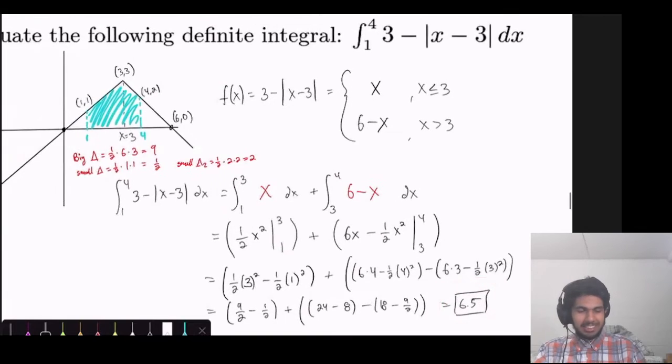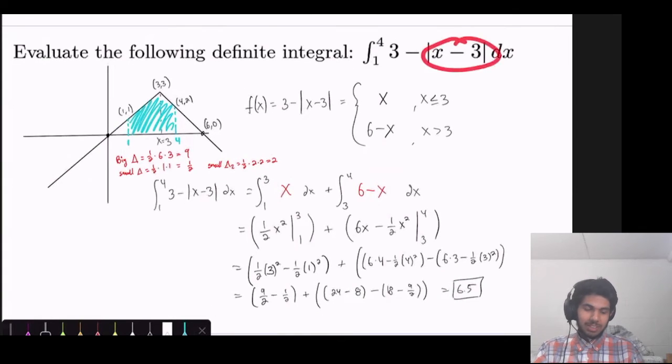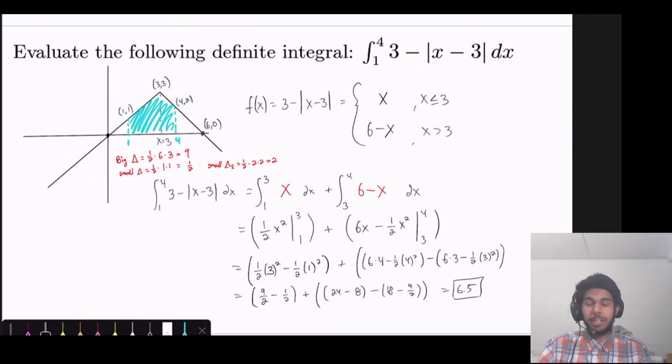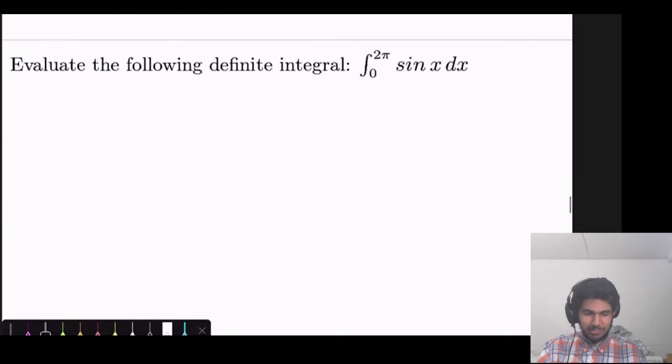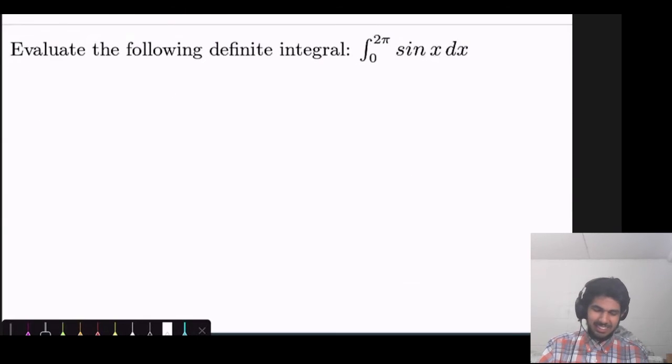So in one sense, absolute values are annoying because we have to split it up into 2 separate functions. But on the other hand, they're good because they're easy to check. So yeah, this is a fun question. We got to do it with geometry and also with some techniques that we've learned. Cool, let us continue onward, and here we go, seeing some trig functions.